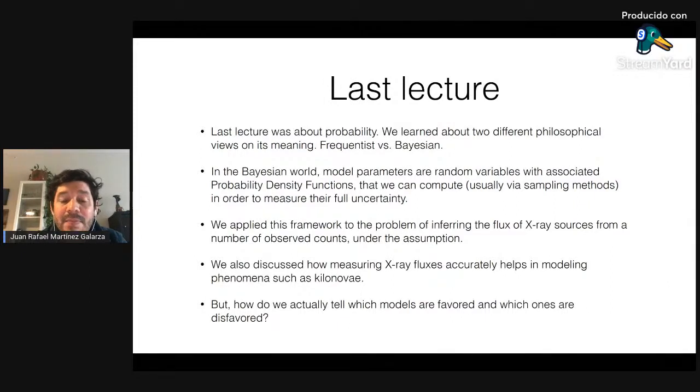But an important question that we're going to try to answer in today's lecture is, how do we actually tell which model is better over which other models? When you have a number of different models that you're trying to apply to the same data, how do you do that? And that's why you need to do model comparison in the light of existing evidence. And that's what we're going to be talking about today a little bit.